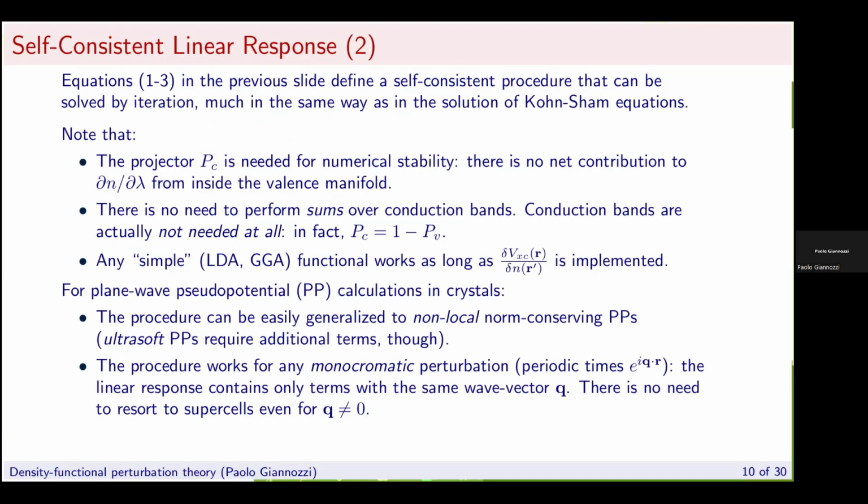But it's not needed to have the knowledge of the conduction bands, which would be very inconvenient, especially in a plane wave pseudopotential approach, because the conduction band is something that is typically not computed, or it's computed only around a small region around the Fermi surface. But one can simply write the projector of a conduction manifold as 1 minus the projector of a valence manifold.